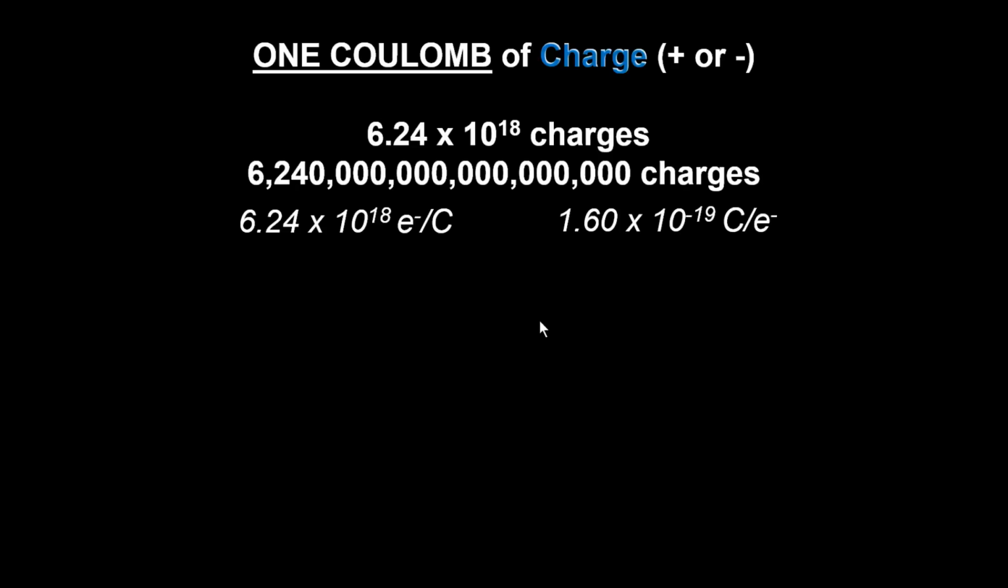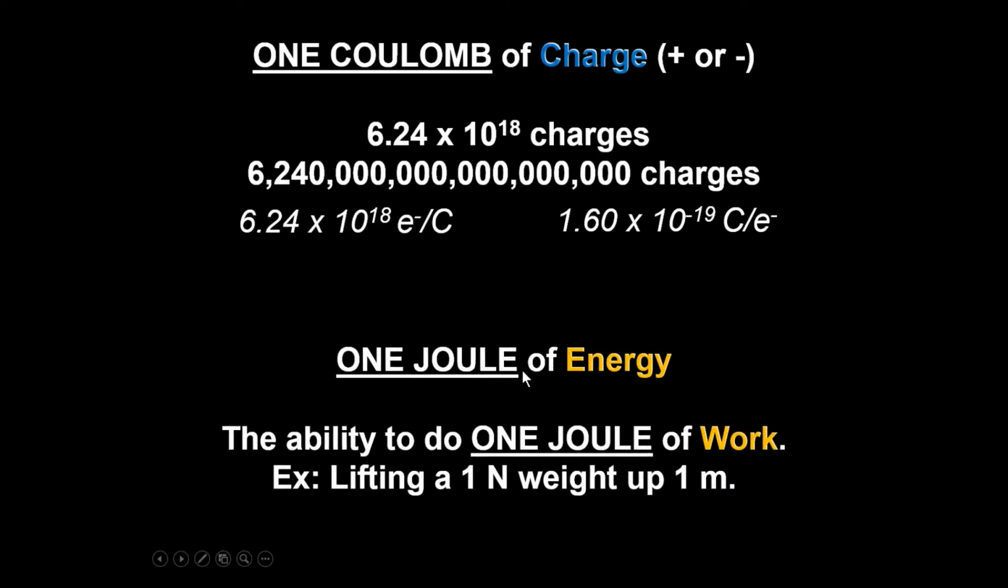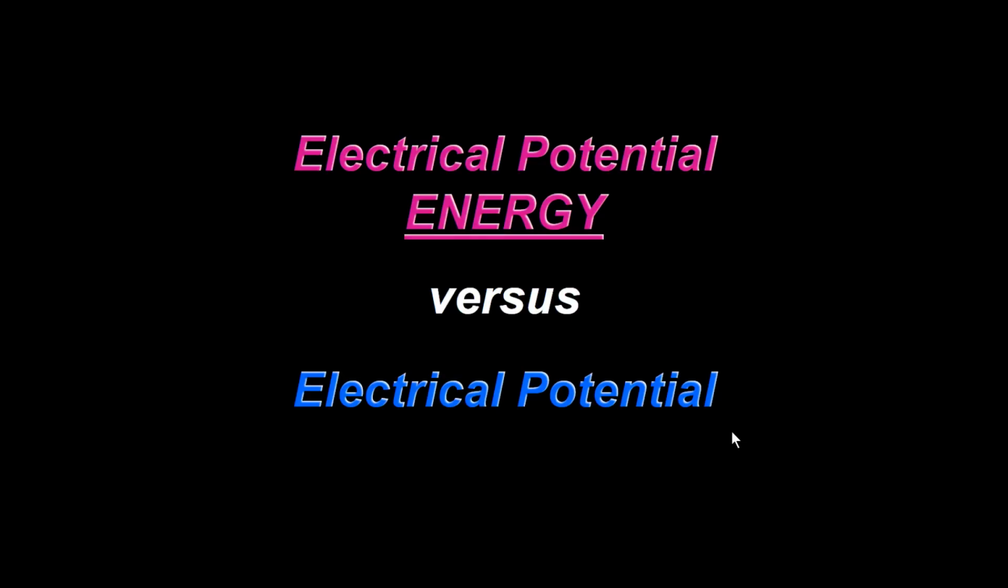And then the other term we want to discuss here is what 1 joule is. A joule is a unit of energy, and energy is the ability to do work. So if an object has 1 joule of energy, it has the ability to do 1 joule of work. Work was defined as force times distance. So we would do 1 joule of work if we lift a 1 Newton weight up a distance of 1 meter.